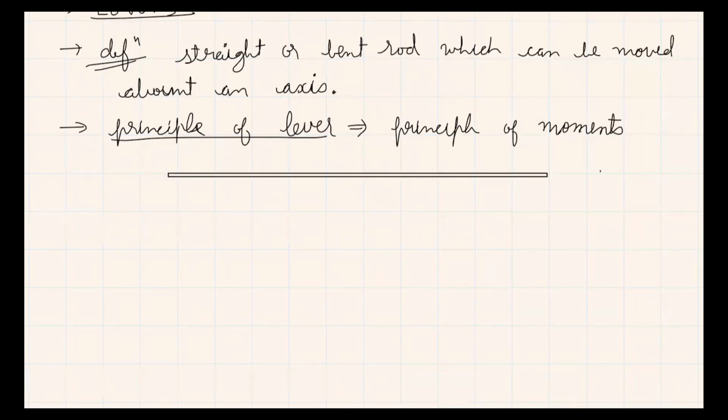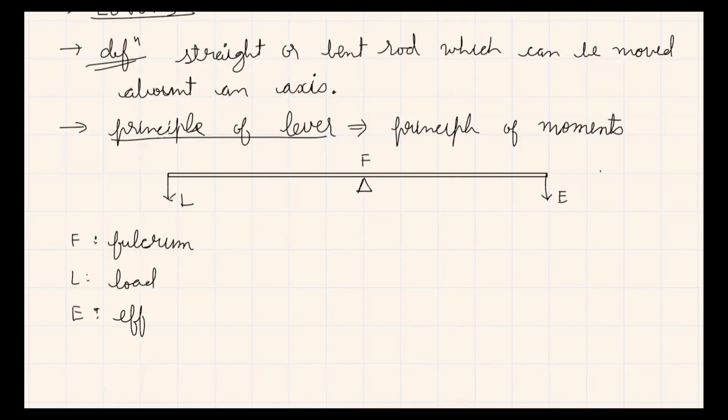So this is a lever, which is a straight or a bent rod, and it can be moved about an axis. So let's say here is our axis, and this axis point is called the fulcrum. A lever is used to move a heavy load. So here is the load, and you apply force to move that, and that is the effort. So L stands for load and E stands for effort.